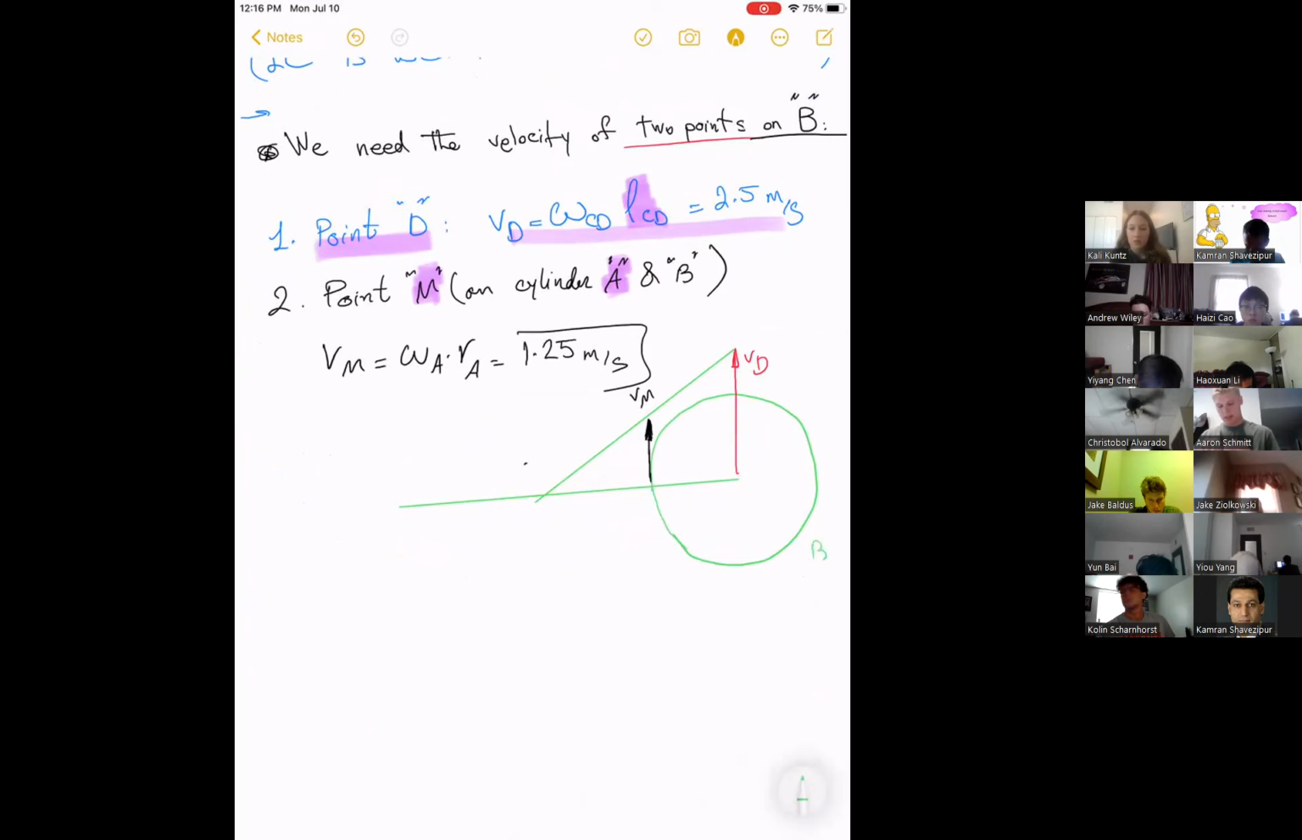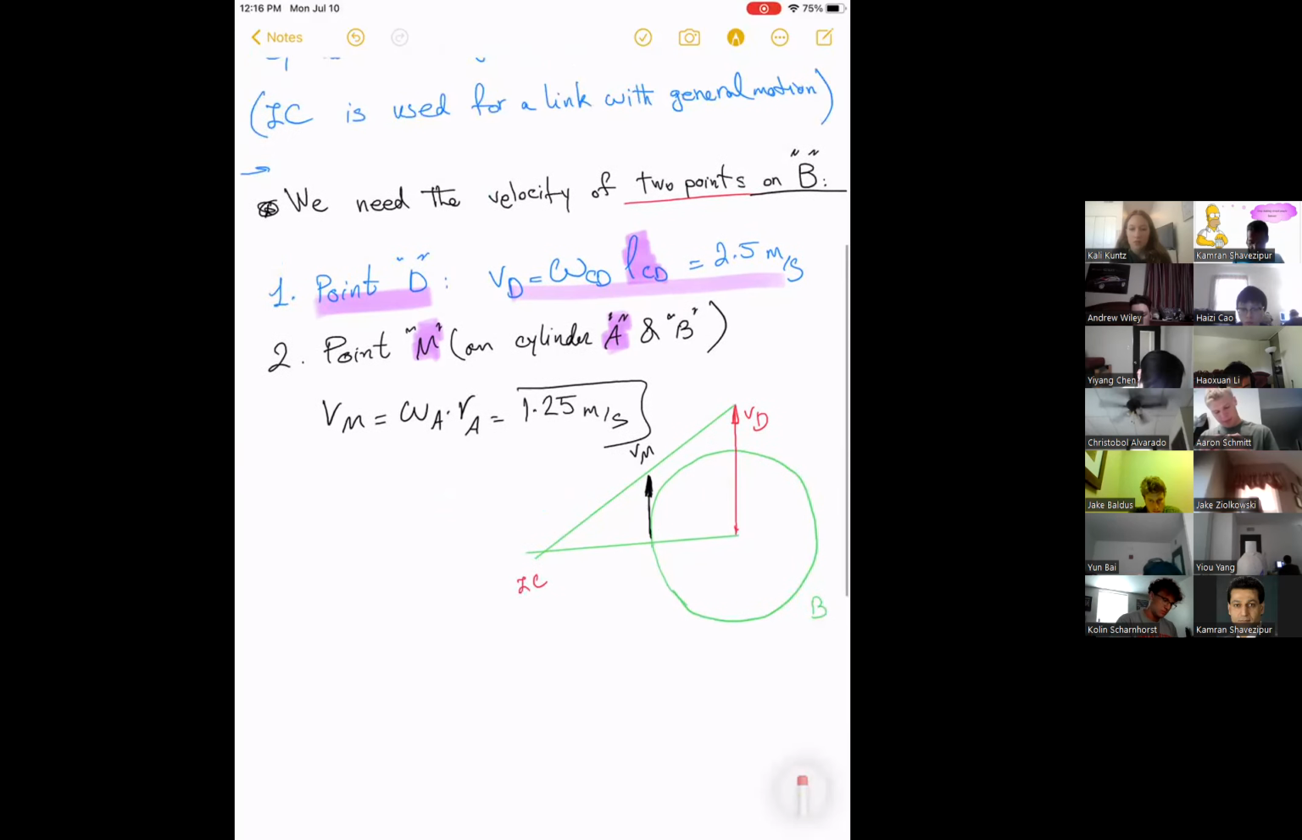Technically, this is disk B, right? With the velocities we know. And this is IC. It looks like at this particular moment, the disk or cylinder B rotates about this point. This is going to be RMIC. And this is going to be, what was the point? The RDIC.